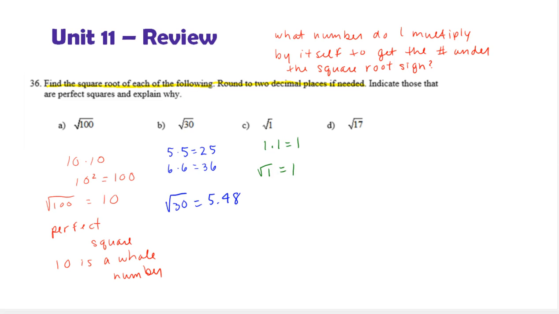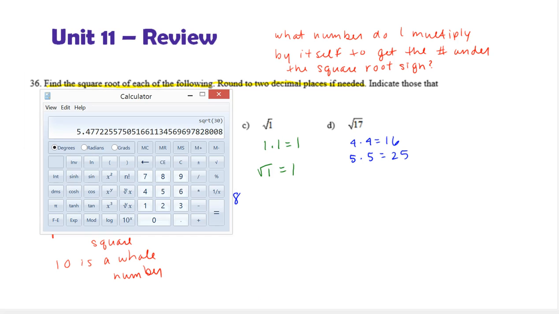Now, 17. Let's see. 4 times 4 is 16. That's too small. 5 times 5 is 25. 25 is too big, so that means this is not a perfect square. And we will find an approximation on the calculator. So 17, find the square root, is 4.12.